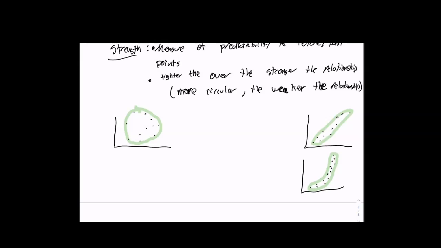So both of these over here, I would refer to as very strong. Both of them. The top one is very strong and linear, positive, very strong linear. The bottom one is positive, very strong, nonlinear. So the only difference between the two on the right is its form, linear versus nonlinear. This one over here, I would refer to as very weak.